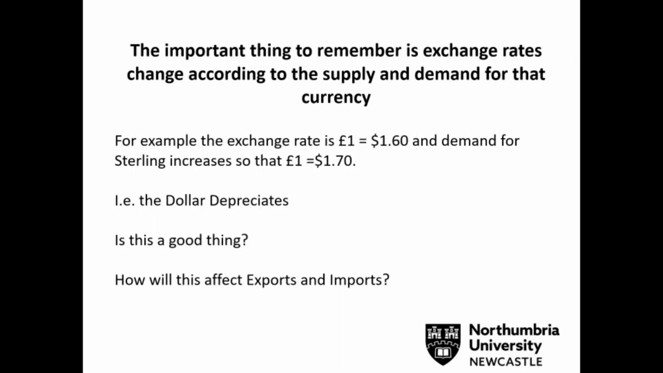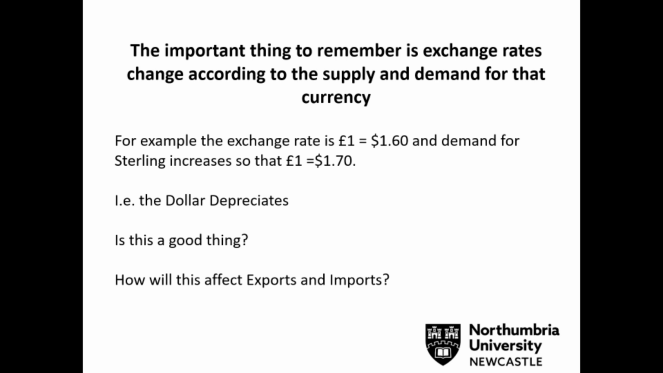Foreign exchange rate currencies, if they're pegged and if they're floating, they tend to move. So the important thing to remember is that they change due to supply and demand. The supply of the currency versus the demand of that currency. For example, let's have a look at this simple exchange rate. Today, £1 gets you $1.6.